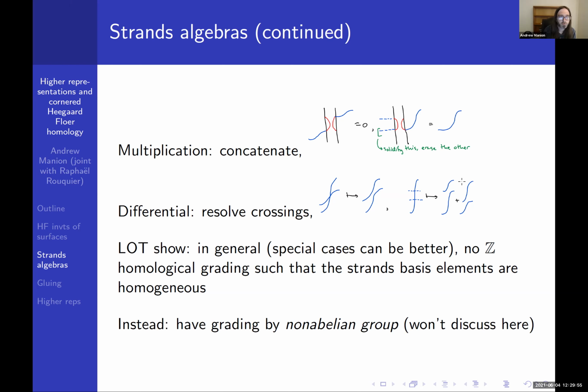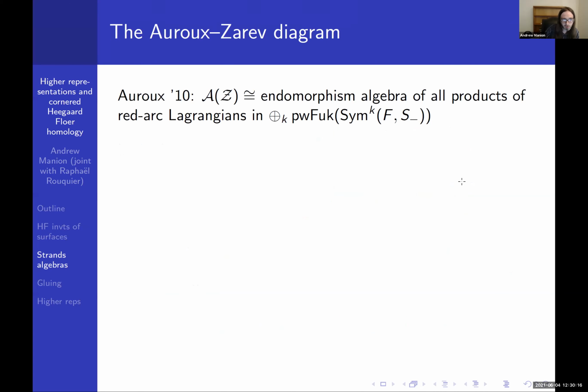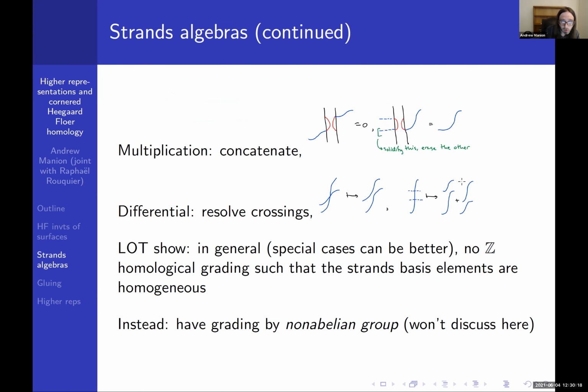And so like our example that we were looking at, 3 circles each matched to a line, the gradings work a lot better there. But in already very simple cases that are not that, you can't define any gradings. Or you can define gradings, but they're non-abelian group valued gradings, and they're technical to work with, and I'm not going to discuss them here. So this though is what I wanted to say about these algebras.